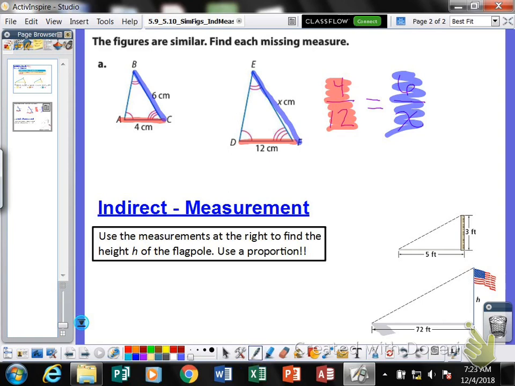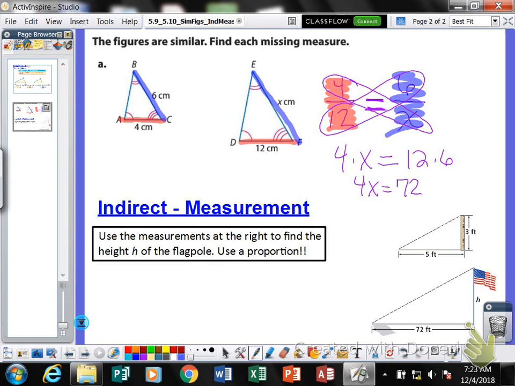This came from two lessons ago, solving proportions. We cross multiply. This is the only time we cross multiply, when there's an equal sign. So 4 times x equals 12 times 6. So 4x equals 72. How do we undo this? We divide both sides by 4 because we want to get rid of that 4 with the x, and we find out that x is equal to 18. Don't forget to label centimeters. So we get 18 centimeters for x.